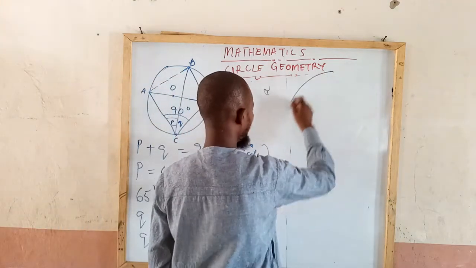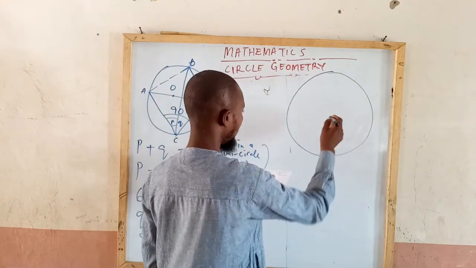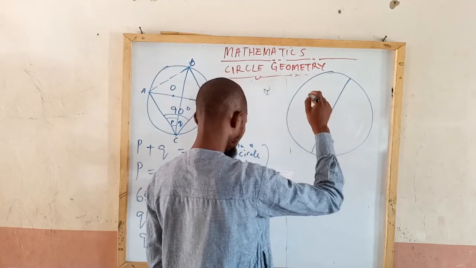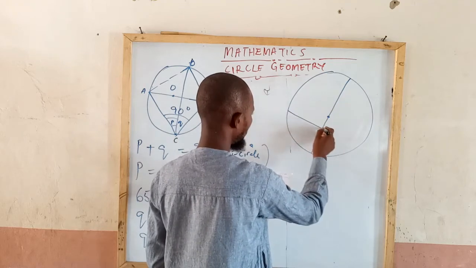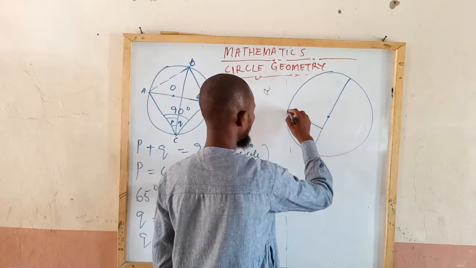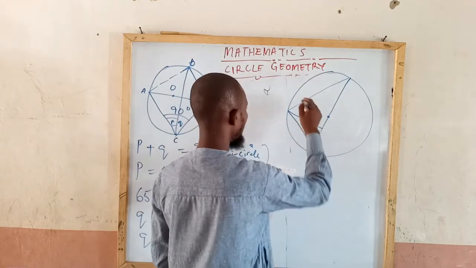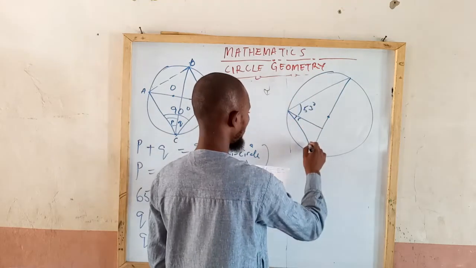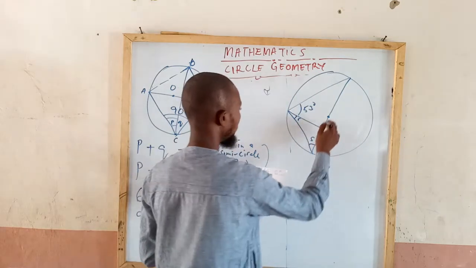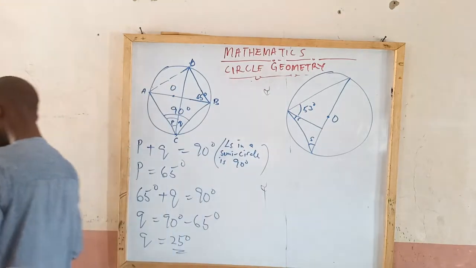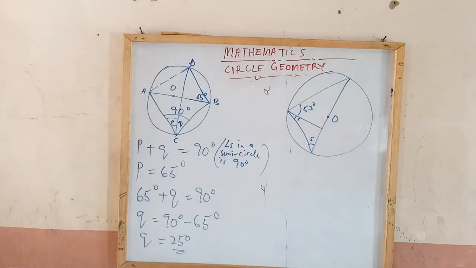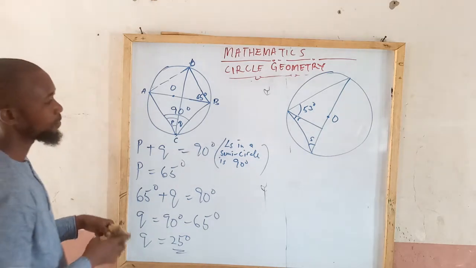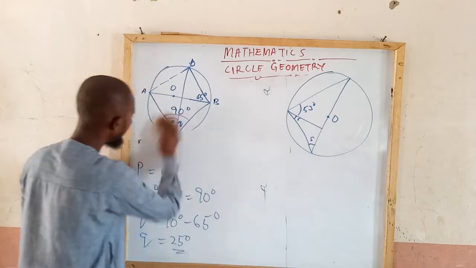Now in number 5, so I have this diagram. This is R, 53 degrees, and this is S, center O. That's the 5th question. Now in number 5, we are asked to find the value of R and S.